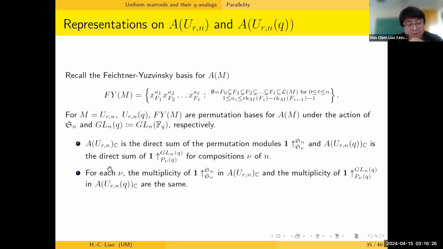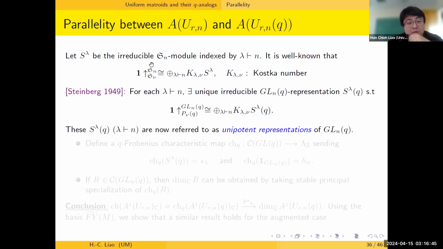And further, we can see that for each of these compositions nu, the multiplicity of these induced representations in the Chow ring of the uniform matroid and the multiplicity of these representations in the q-uniform matroid are the same. And now if we look at this induced representation of Sn, with S^lambda the irreducible module indexed by a partition of n, then it is well known that this induced representation decomposes into irreducibles like these, where K_{lambda,mu} is the Kostka number.